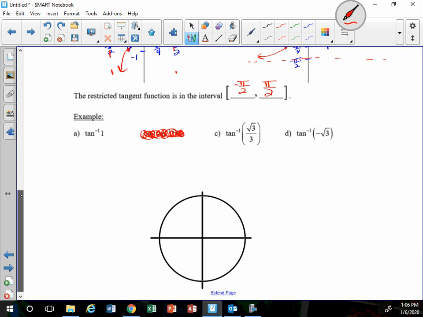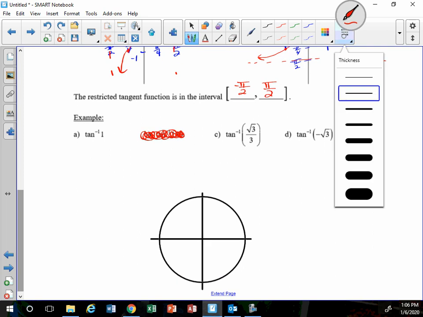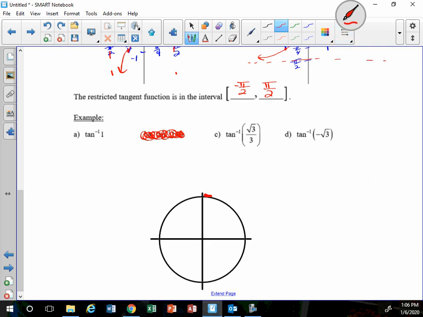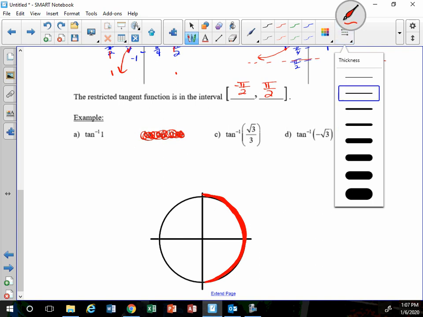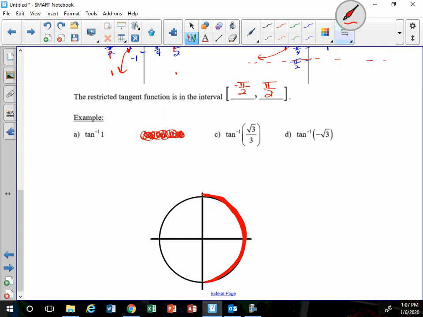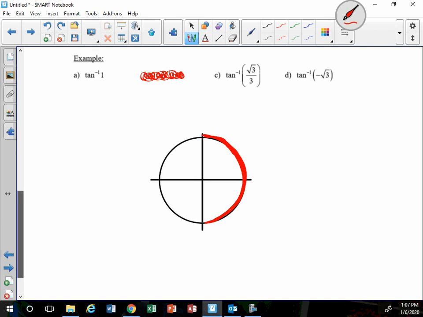So, just like with sine, I'm now looking only at this side of my circle. Okay, those are the only answer choices through there. You can relabel them if you want to. But what do you think, guys?